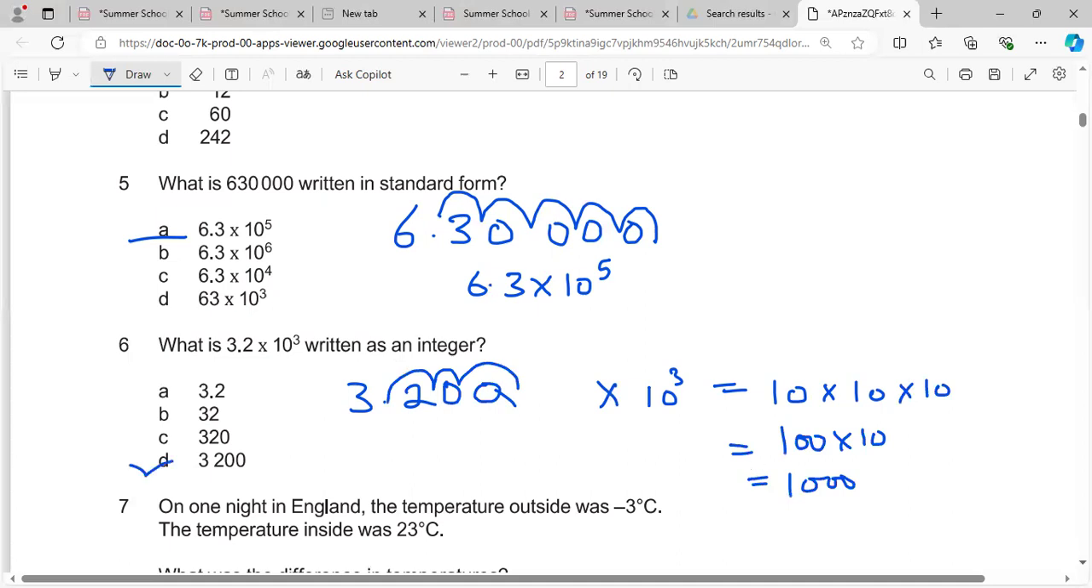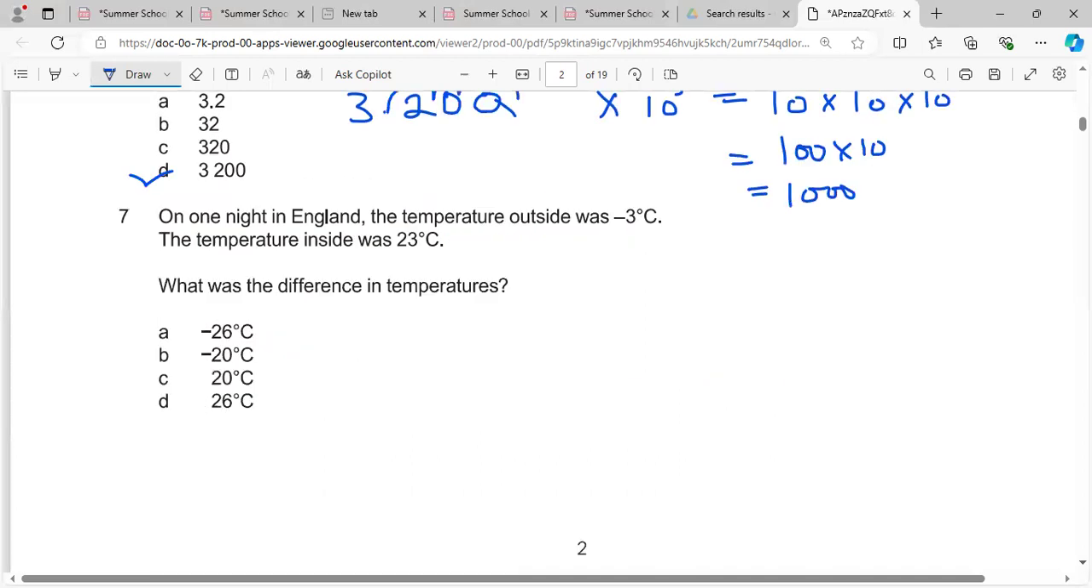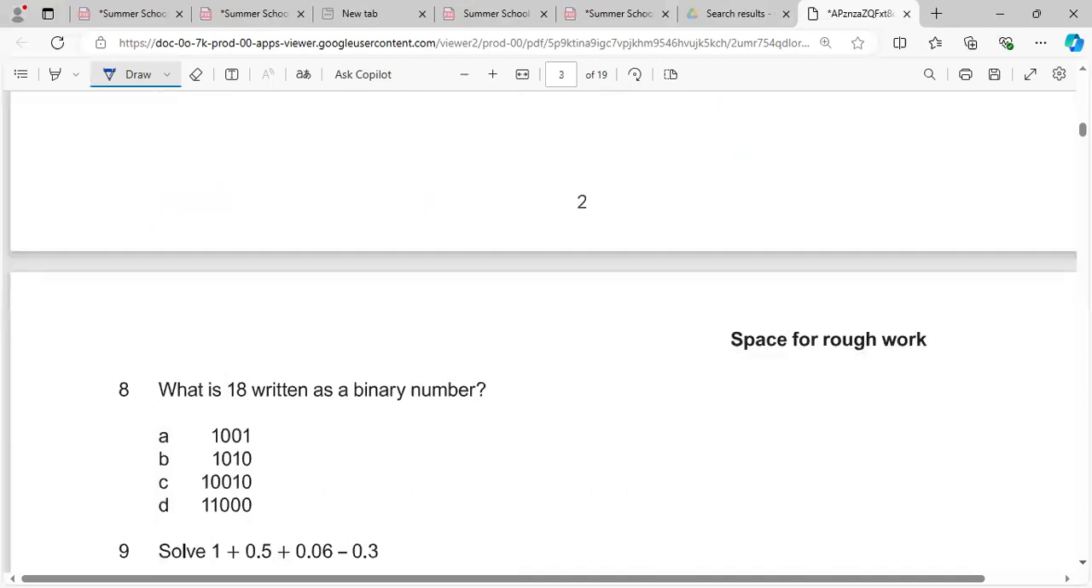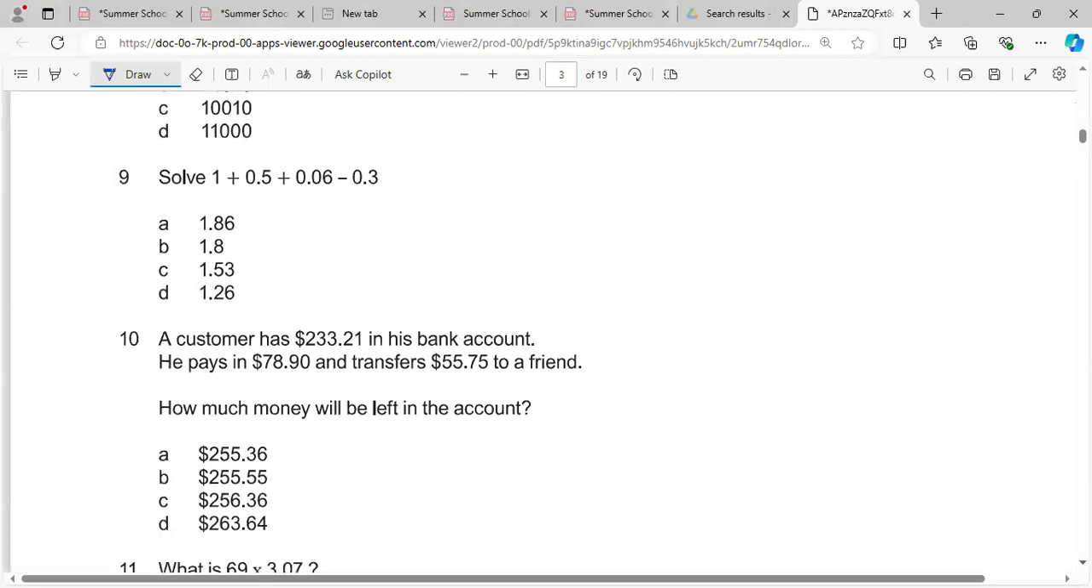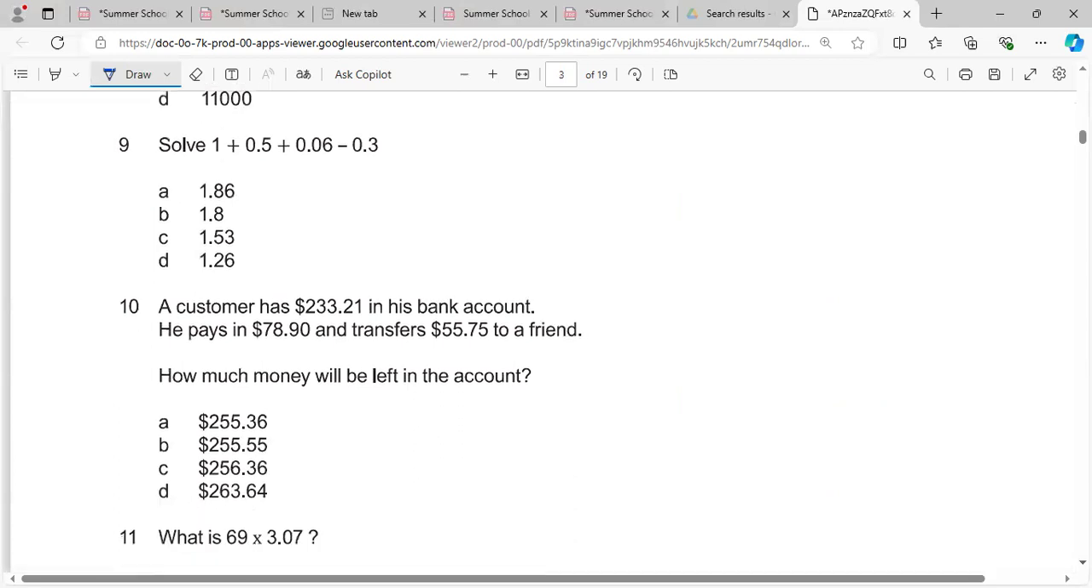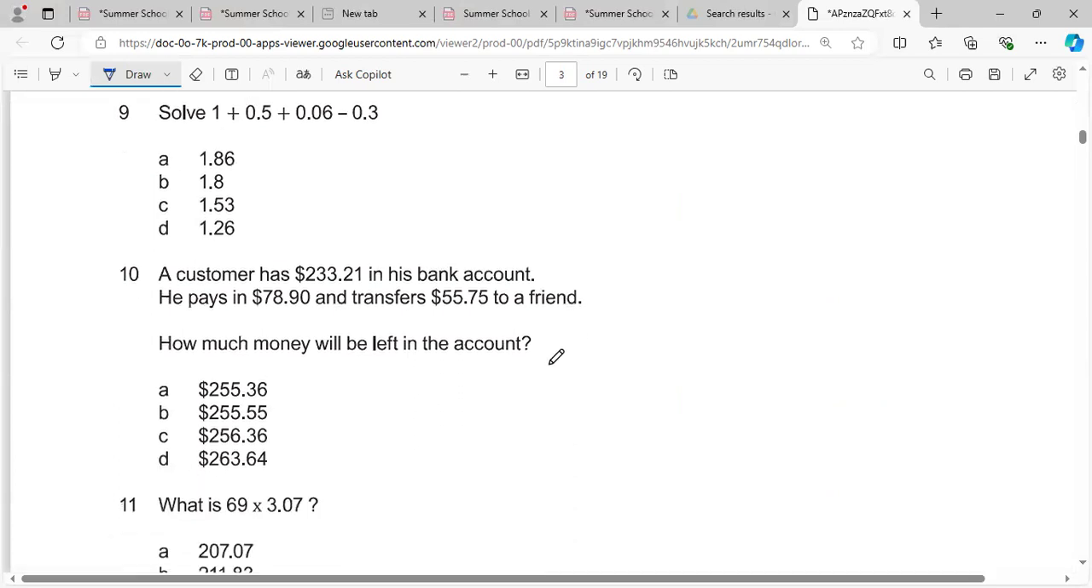We're going to skip number 7, guys. Number 7 is not a part of the syllabus. Number 8 as well, not a part of the syllabus. But these, I want to see how well you guys do these. Solve 1 plus 0.5 plus 0.06 minus 0.3. Try that one and number 10. Alright, and then we come back and discuss.